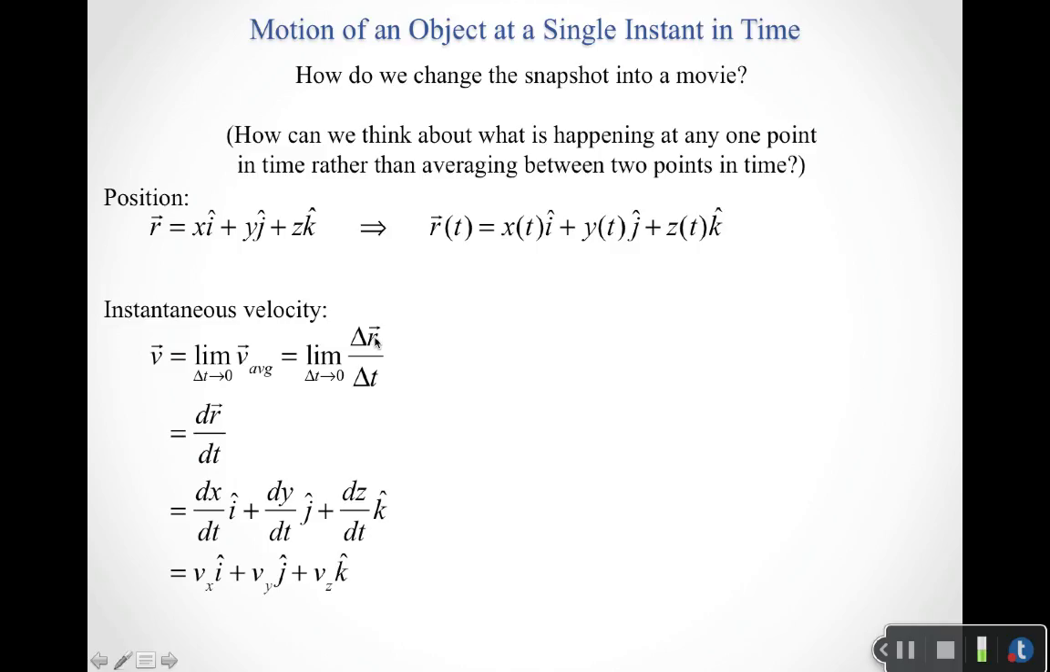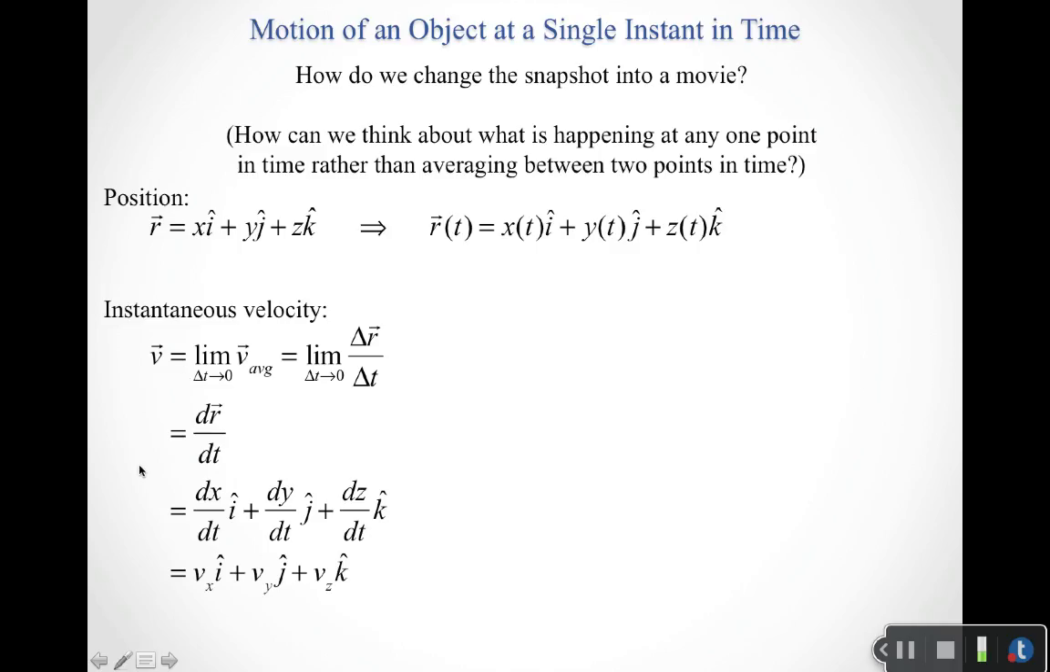Now I know that when I do that, basically what I'm doing is changing this expression into a derivative, and so this tells me that the instantaneous velocity is nothing more than the derivative of the position function with respect to time.